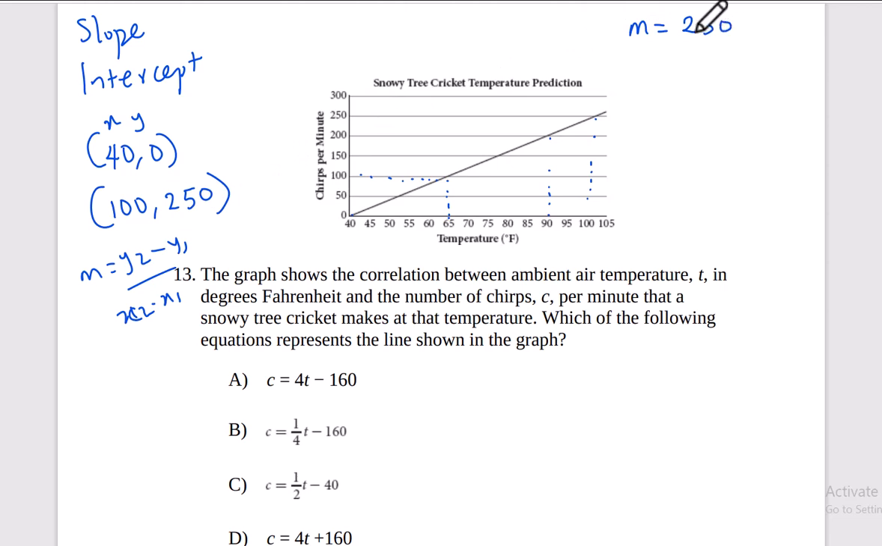250 minus y1, which is 0, all over x, which is 100 minus 40. So this is 250 over 100 minus 40, which is 60. Let's cancel this out, so 25 divided by 6. We have a calculator, let's use it.